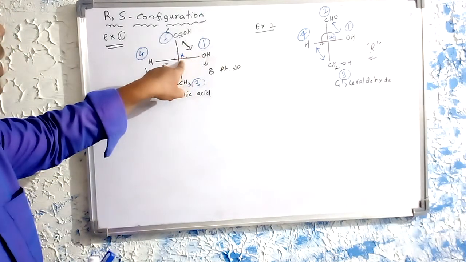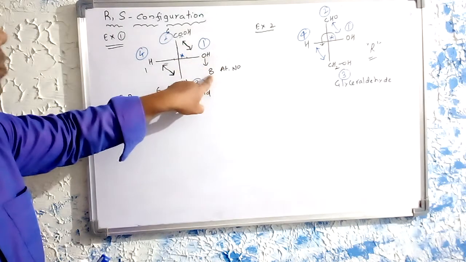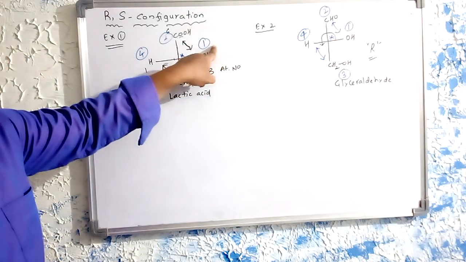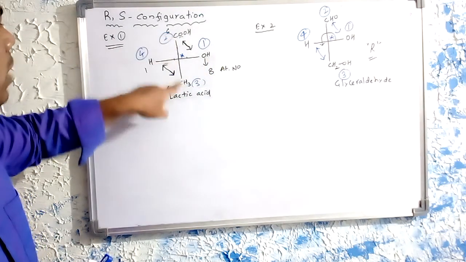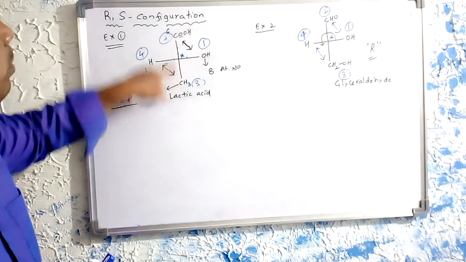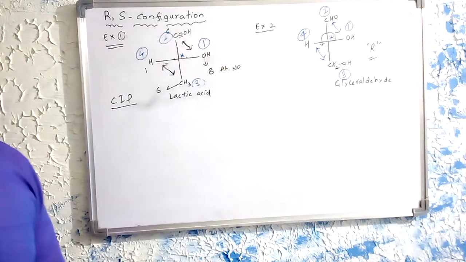So here, this chiral carbon is attached with an oxygen atom. The atomic number of oxygen is 8, so therefore here we will give priority number 1. Here we have 2 carbon atoms. This chiral center is attached with 2 carbon atoms, COOH and CH3. The atomic numbers are the same.